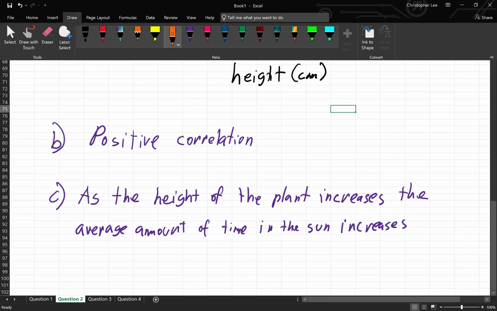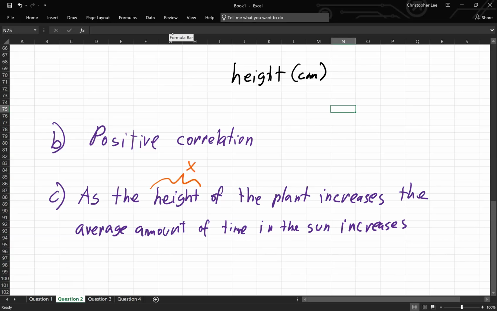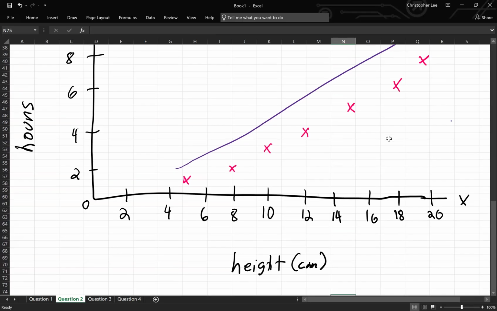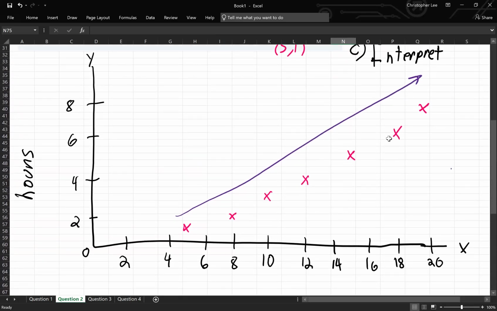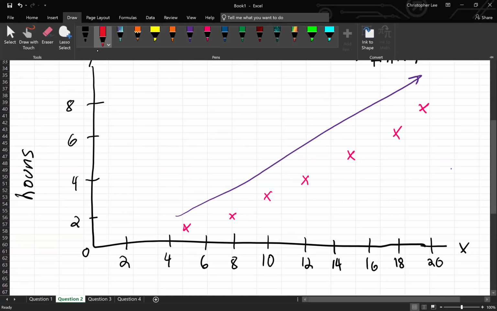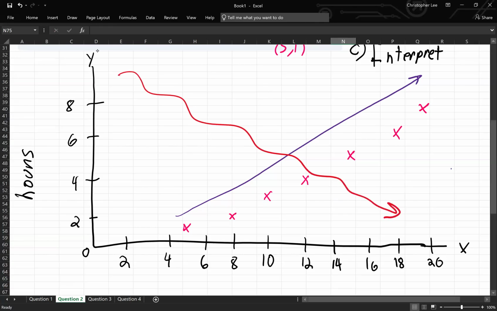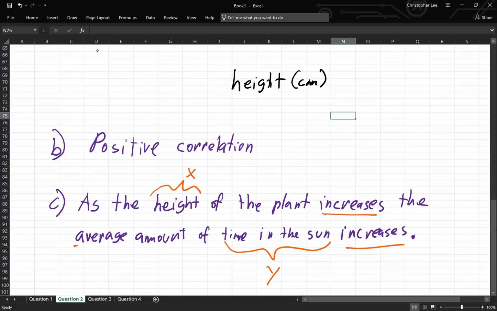Right? And we remember our interpretation. So as x, height in this case, increases, the, let me see, time in the sun, let's call that the y, increases. All right. So as x increases, y increases. That's our interpretation, because we have a positive correlation. Just to recap, if it was a negative correlation, say our correlation was decreasing from left to right, like so, then our interpretation would be as x is increasing, y is decreasing.